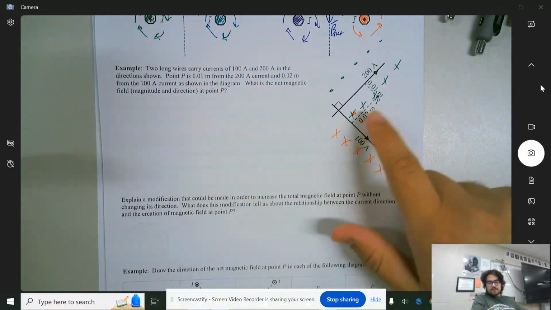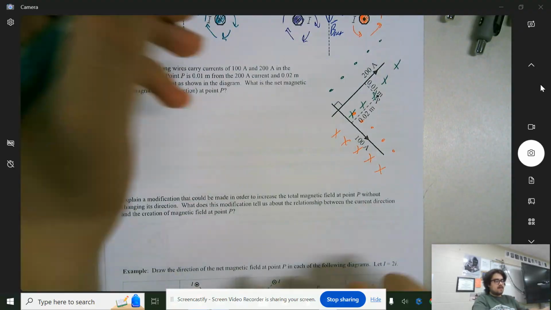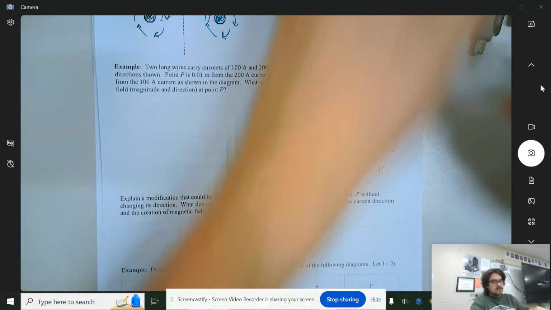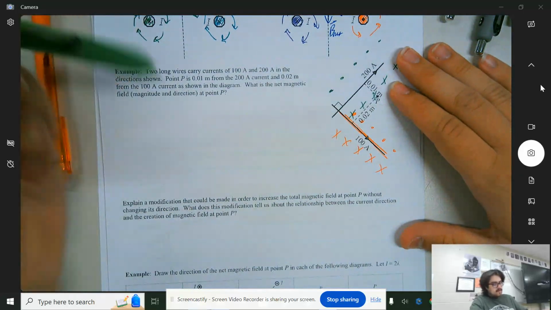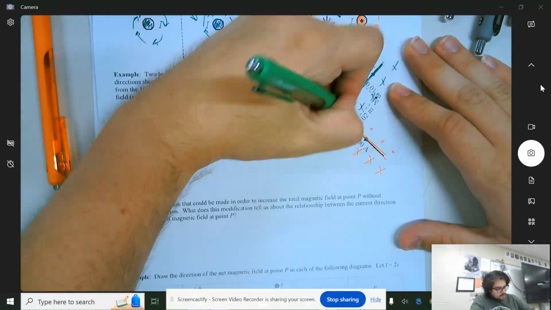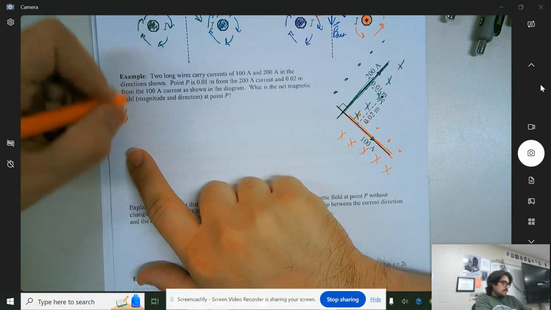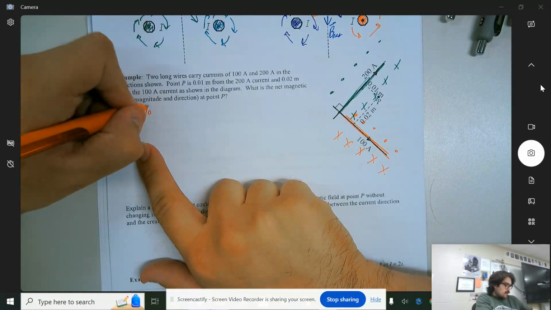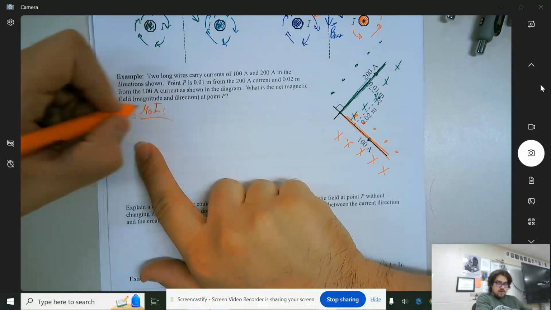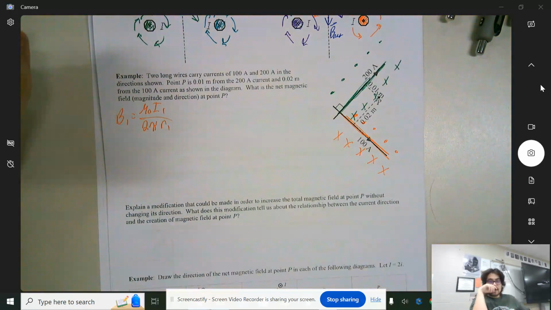Let's solve for the, actually, let's do the orange wire first, okay? Well, that's not orange. Let's do our orange wire first, okay? Here's our orange wire, and then here's our green wire up here. Okay, let's solve for the orange wire first. The magnetic field, I'm going to call this B1 because it's 100, okay, is equal to mu naught times the current in 1 over 2 pi the distance from 1, okay?